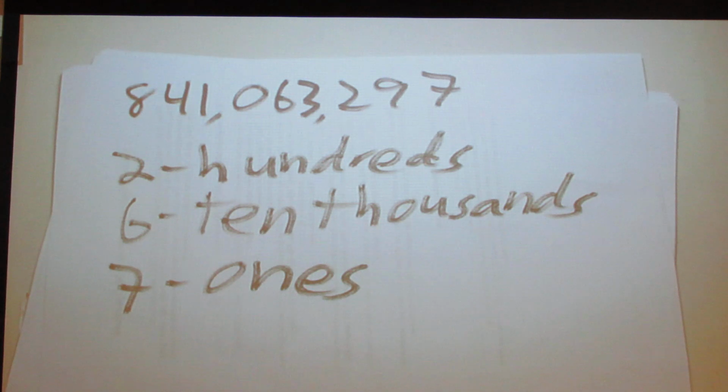If it asked you for the 9, you would say the tens. The 3 is in the thousands. The 0 is in the 100,000s. The 1 is in the millions. The 4 is in the 10 millions. And the 8 is in the 100 millions.